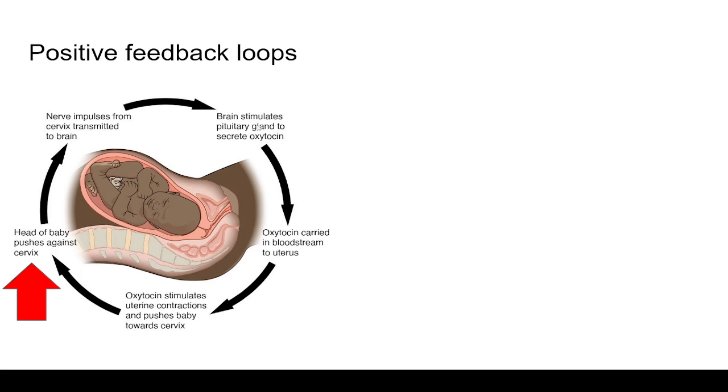Which the pituitary gland interprets to release more oxytocin. And that oxytocin goes right to the uterus, and the uterus is going to contract again. And that causes the baby's head to push against the cervix. And then it's going to send a signal, and the brain stimulates and sends out oxytocin. And the oxytocin travels to the uterus, and the uterus contracts again.